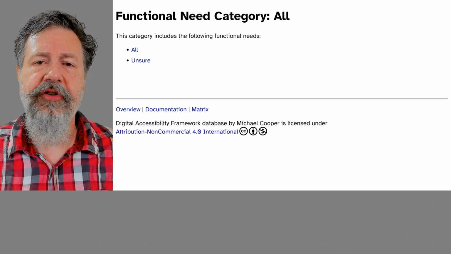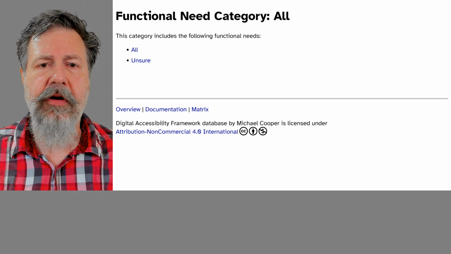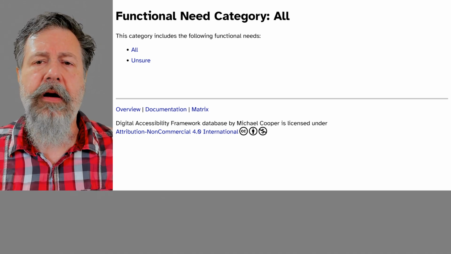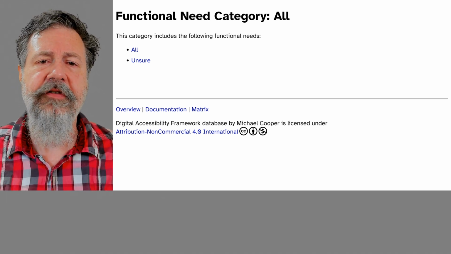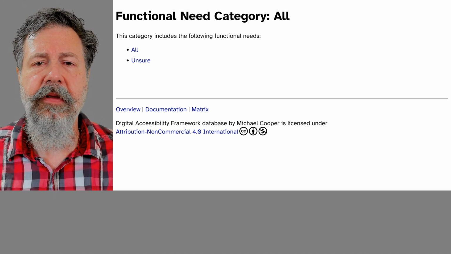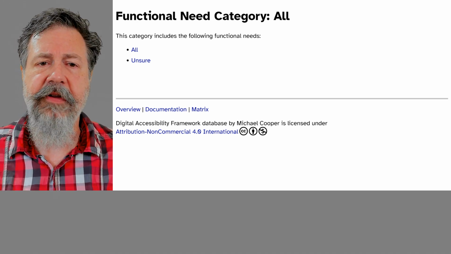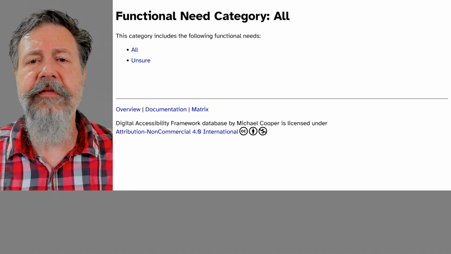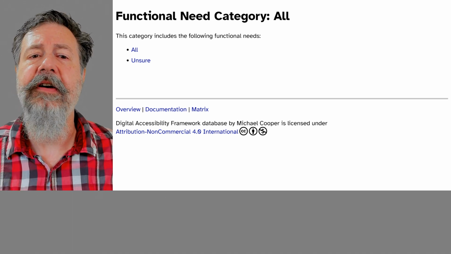We added a couple special functional needs in the all category, all and unsure. All means the accessibility need applies to all functional needs at once. The unsure need is for statements that were derived from guidelines, but we didn't find a match with the functional needs we've identified so far.